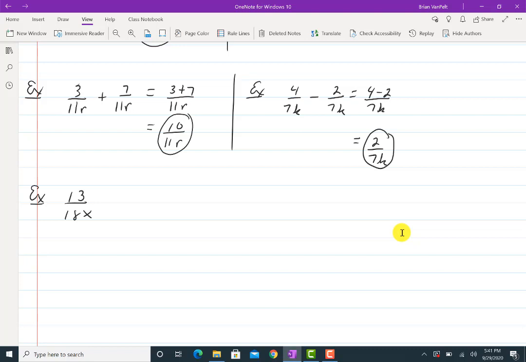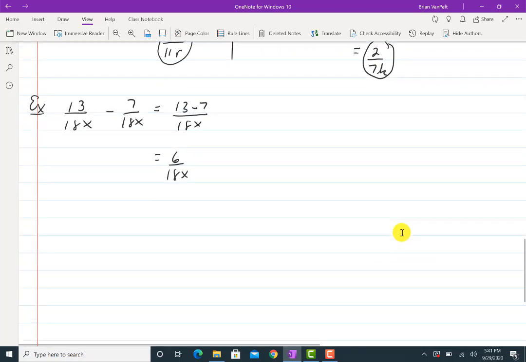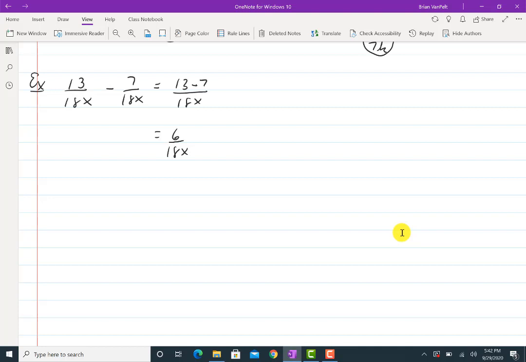Next, I have 13 over 18x minus 7 over 18x. And that's 13 minus 7 over 18x. That is not 6x, but just 6 over 18x. And this one can actually be simplified. 6 goes into 18 3 times, so this equals 1 over 3x. I'm just trying to do a little bit of every kind of problem you might come across.